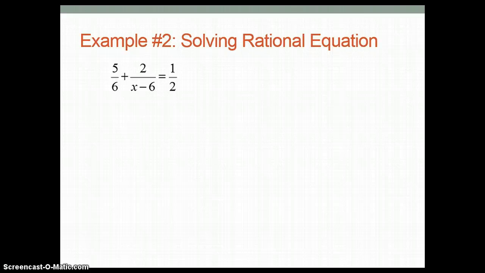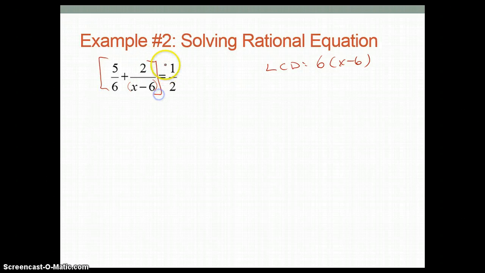Example 2, I'm going to take a little different route on. What I'm going to do is start off by finding the least common denominator. The least common denominator is based off of these bottoms, so 6 and 2, the lowest number that both of these go into is 6, and then there is also an x minus 6. What I'm going to do is multiply both sides by this least common denominator.